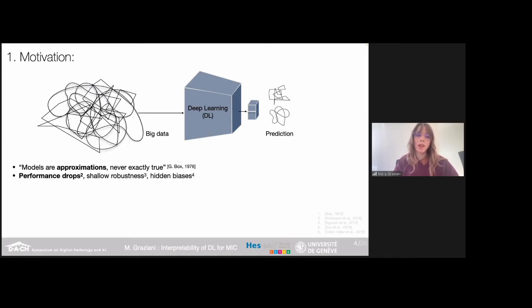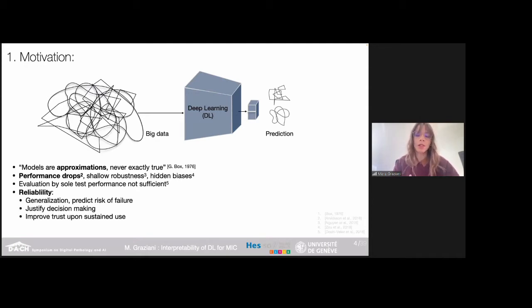There is proof in the literature that deep learning models do not always predict outcomes as we would expect, despite their impeccable performance on testing data. And I think what I want to point out here is that the evaluation of these models by their sole test performance is insufficient, and we should drive the development towards building accurate and reliable models at the same time, in place of solely accurate models. So we need to keep accuracy in mind, obviously, but we also want reliability. And reliability is given by multiple desirable factors, including the ability to generalize, to justify decision-making, and eventually to show improvements of trust upon sustained use.